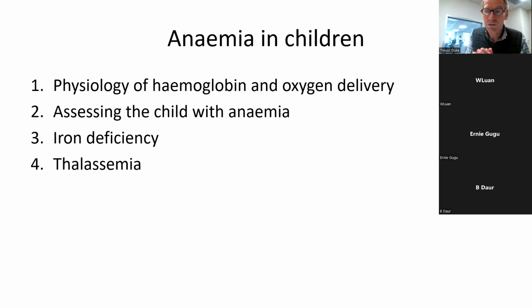I'm particularly going to go back a bit and discuss some aspects of the physiology of hemoglobin and iron physiology and oxygen delivery, just some basic physiology so you'll understand that. We'll talk about assessing the child who has anemia. We'll talk a lot about iron deficiency, and we'll talk a bit about thalassaemia, so you have a good understanding of those things. We'll touch on G6PD deficiency, and we'll also talk about indications for transfusion. So that's the outline of the talk today. All very practical, I hope.